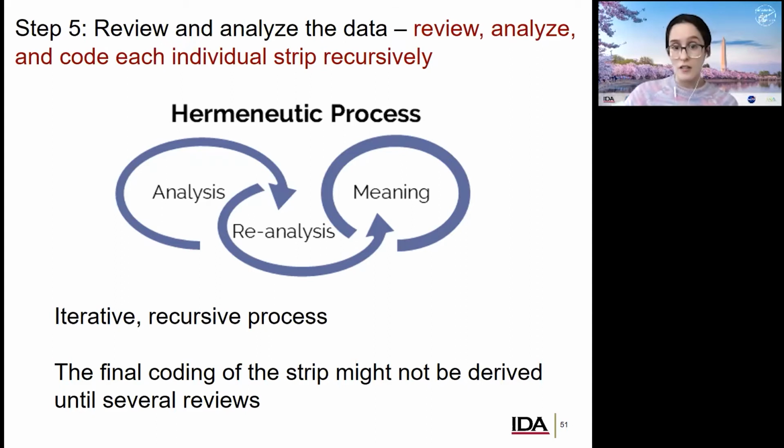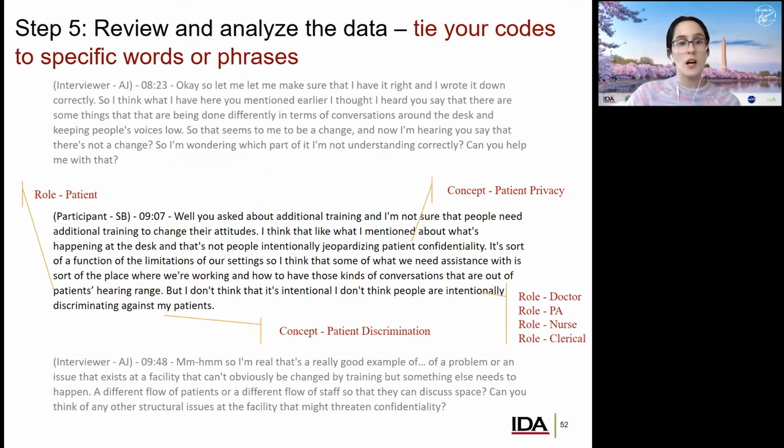So it's iterative and recursive, and we might not settle on a final coding for a strip, either one strip, multiple strips, all of the data that we have, until after several reviews of our data. So analyzing qualitative data requires you to go through your data multiple times in order to find meaning and emerging themes. So let's start looking at an example to see how this process could unfold.